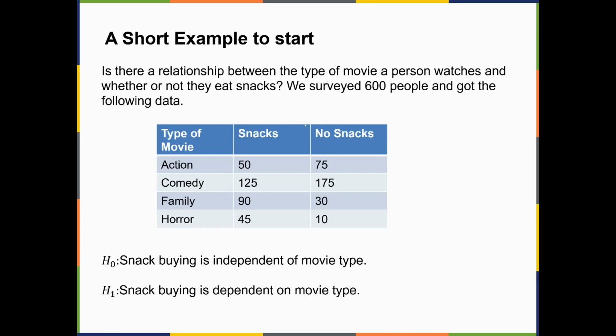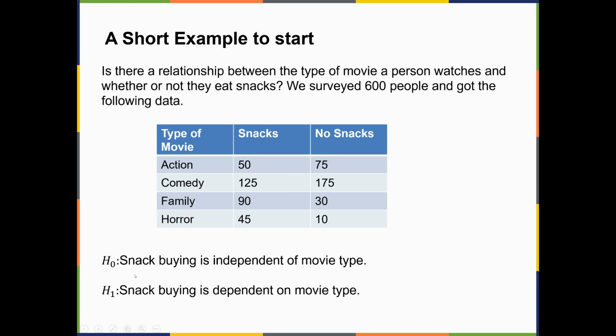Let's do an example. Let's find out if there is a relationship between the type of movie a person watches and whether or not they eat snacks. So we surveyed 600 people and got the following data. The first column tells what type of movie they picked: action, comedy, family, or horror, and the second two columns break it into whether they bought snacks or did not buy snacks. So for those people that watched action movies, 50 bought snacks and 75 did not, etc.